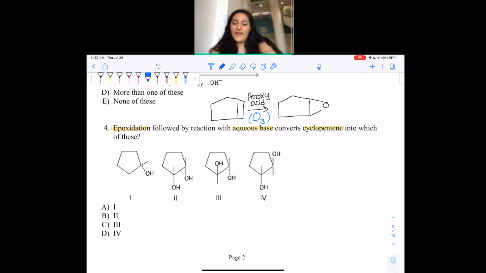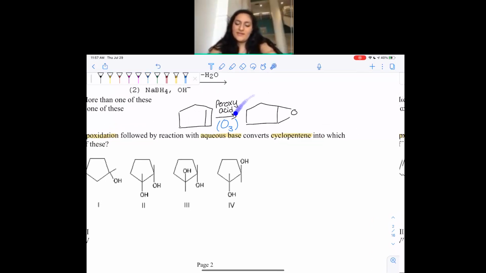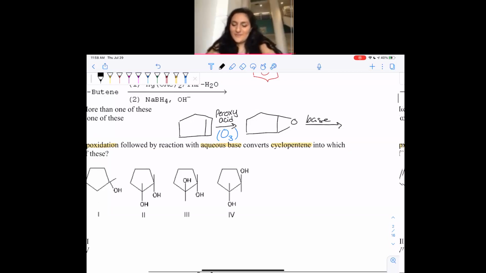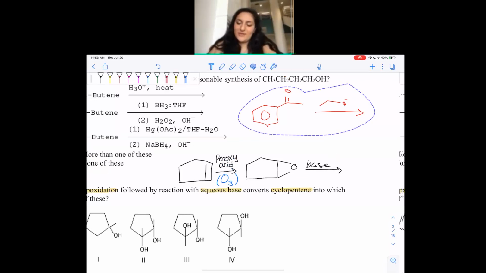All right. And now it's saying that this guy is reacting with base. So is a base catalyst going to break an epoxide? Someone confidently said no, and someone said maybe. Okay, so remember, I'm going to erase this and pretend this top question isn't here.